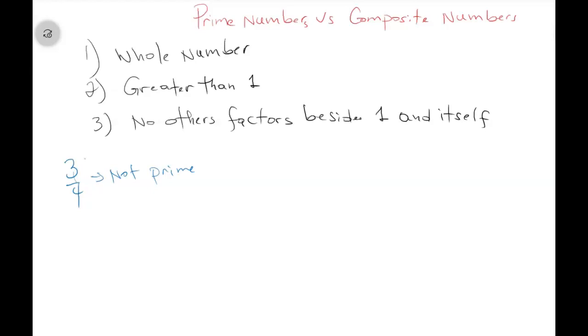Let's take another example. What about 1? Is 1 a prime number? 1 is a whole number, so that's a check. But is 1 greater than 1? No. 1 is equal to 1 and 1 is not greater than 1. So therefore it's not prime.